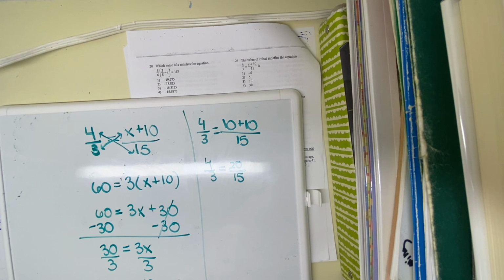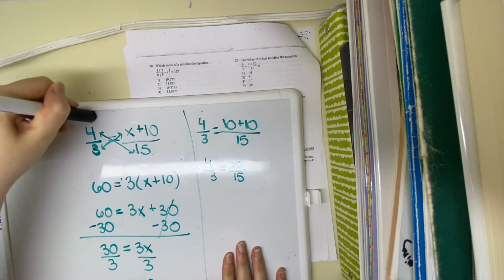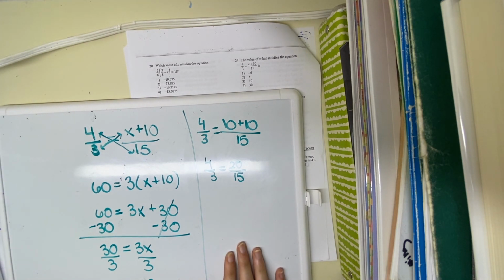So for 24, the answer is 3. That was a lot shorter. So hopefully that helps you with some of the solving linear equations problems. That's going to be all the problems I do in this video.